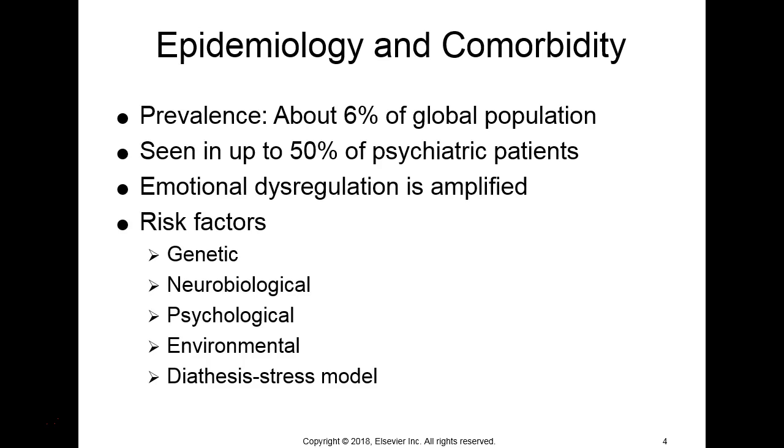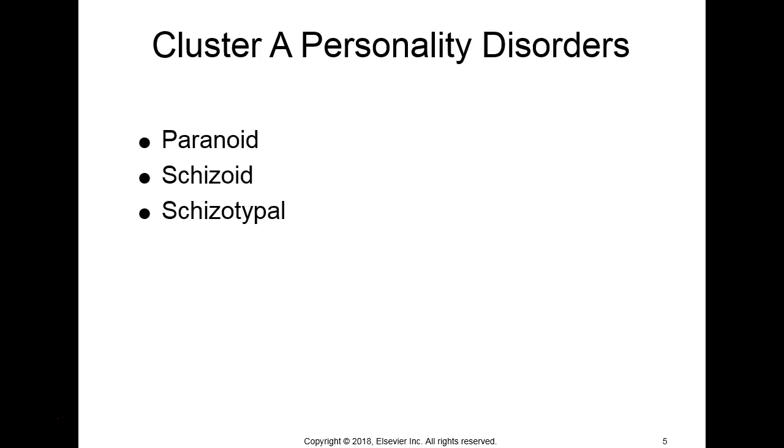So the diathesis stress model, again, for most of the disorders we're talking about, has to do with the genetic predisposition, neurotransmitter, neural regulation system, and stress. So you add stress on top of having that predisposition, and that is usually what is considered to be the causative factor. So cluster A: paranoid, schizoid, and schizotypal.